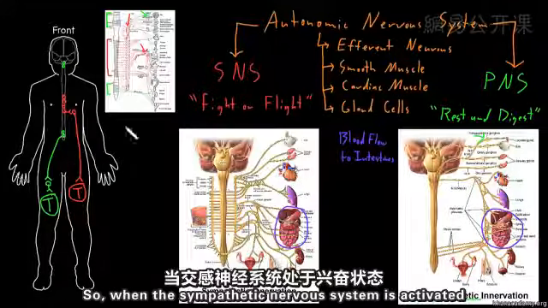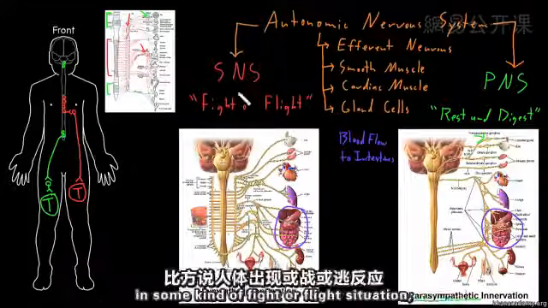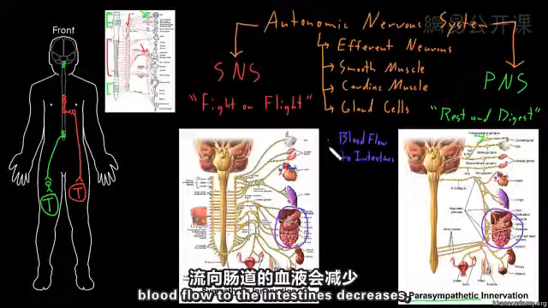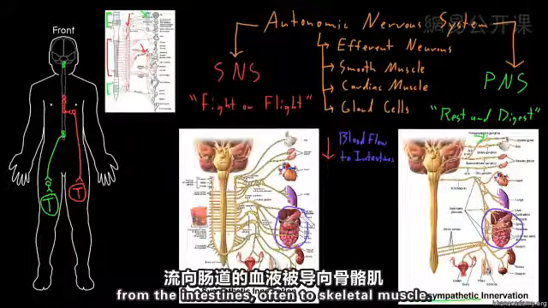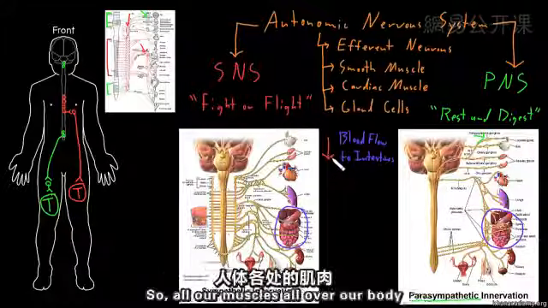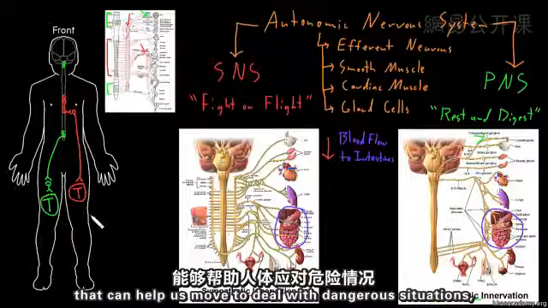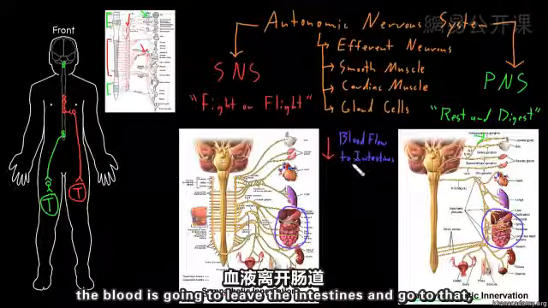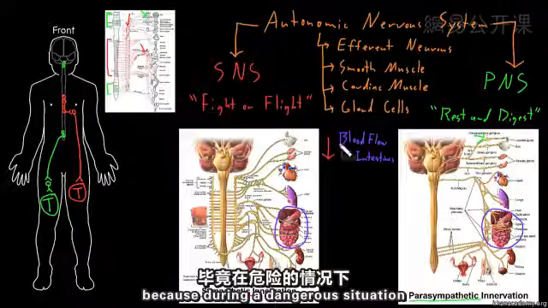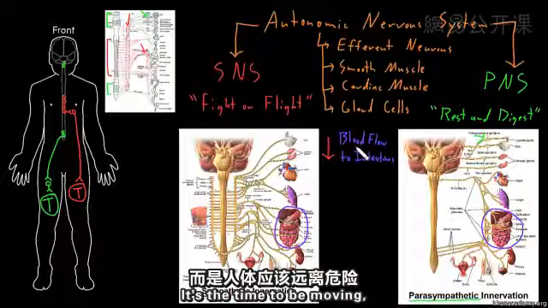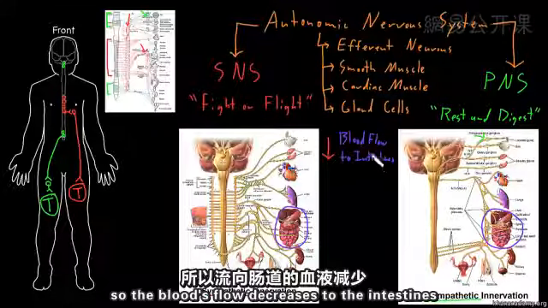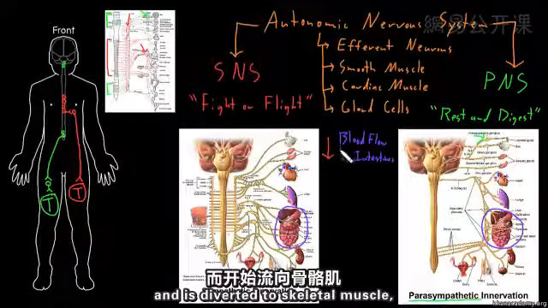And it also plays a big role in how much blood is available for other parts of the body. So when the sympathetic nervous system is activated in some kind of fight or flight situation, blood flow to the intestines decreases. And that blood is actually diverted away from the intestines, often to skeletal muscle. So all our muscles all over our body that can help us move to deal with dangerous situations, the blood is going to leave the intestines and go to that. Because during a dangerous situation is not the time to be digesting food, it's the time to be moving. So the blood flow decreases to the intestines and is diverted to skeletal muscle.